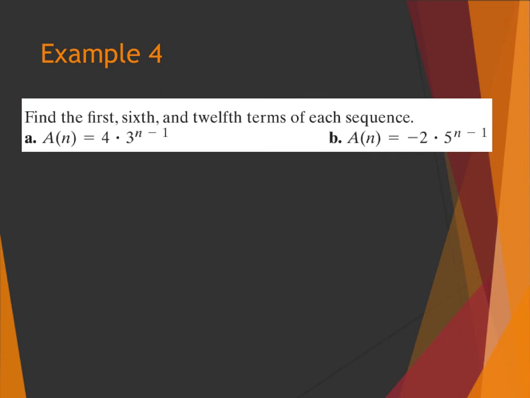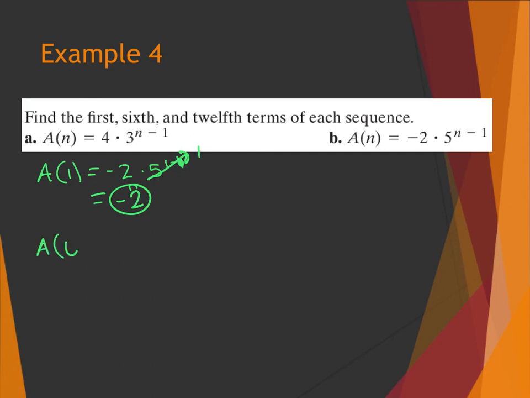Likewise, for part B, I have A of 1 is going to be negative 2 times 5 to the 1 minus 1, which is really 0. So this whole thing is going to go to 1. So that's going to tell me that my first term is just a negative 2.